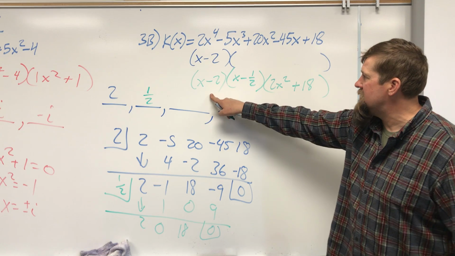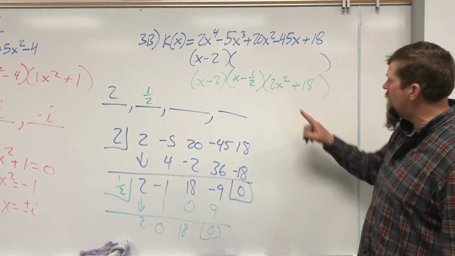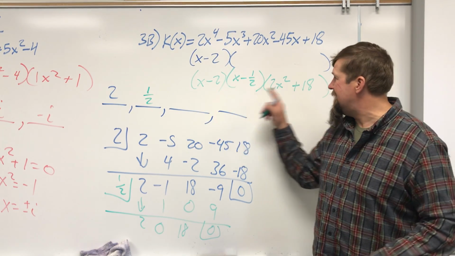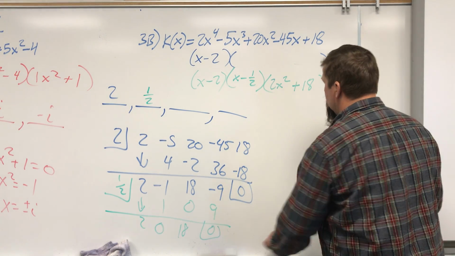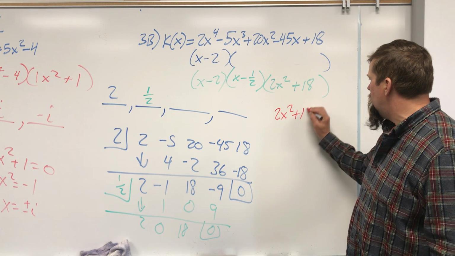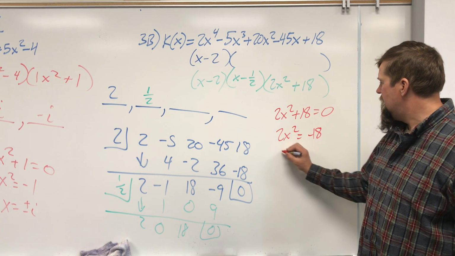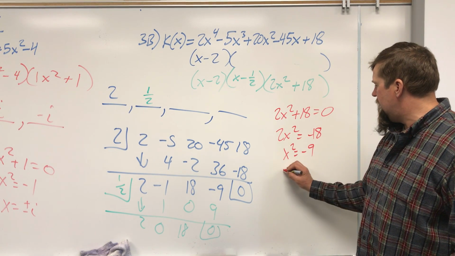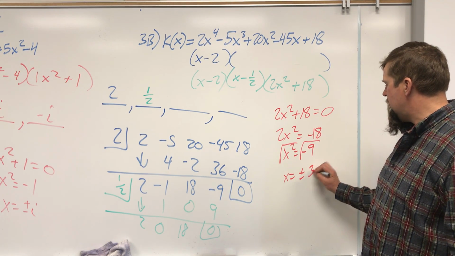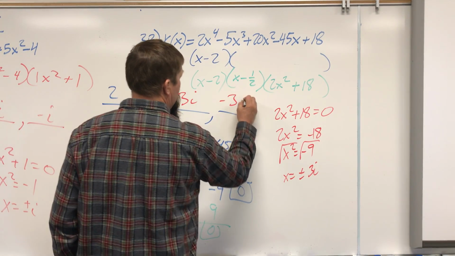So I have a linear factor with 2 being a 0. I have another linear factor with 1/2 being a 0. And I have a quadratic factor that has the other 2 zeros in it. Since it's quadratic without an x term, I can go ahead and set this equal to 0 and solve. So 2x squared equals negative 18, x squared equals negative 9, take the square root, x is equal to plus or minus 3i. So my 2 other zeros are 3i and negative 3i.